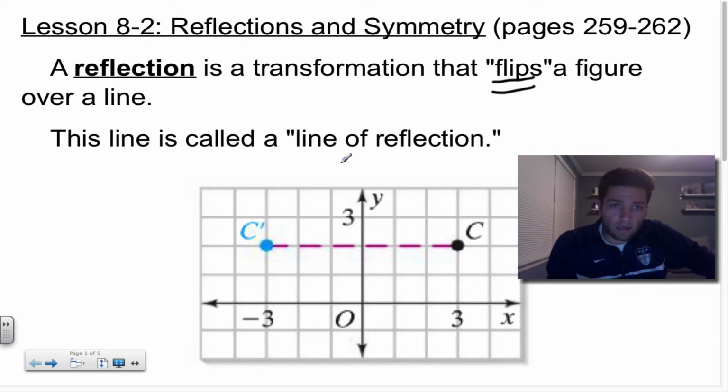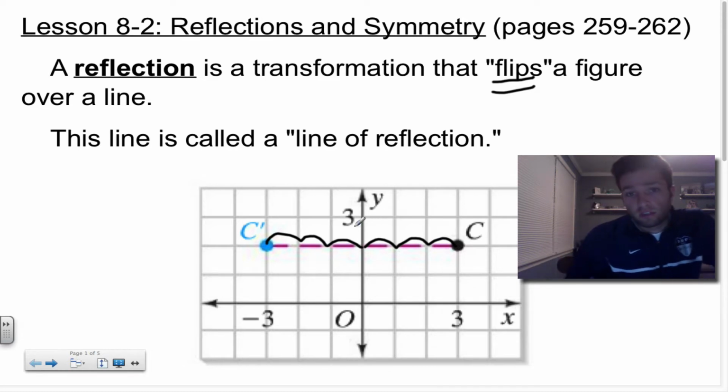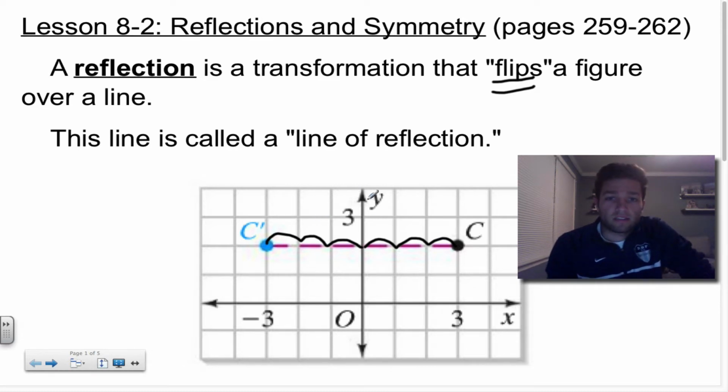So I'm going to tell you what the line of reflection is in this example. It's the y-axis, and it's pretty clear with the little pink lines leading up to it. But if you weren't too sure, you could count that C is 1, 2, 3 away from the y-axis, and so is C prime, 1, 2, 3. So both of those points are an equal distance from the y-axis, and that's how you can find out what the line of reflection is. So this y-axis is the line of reflection.